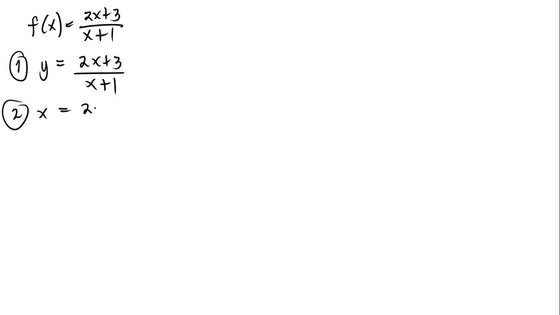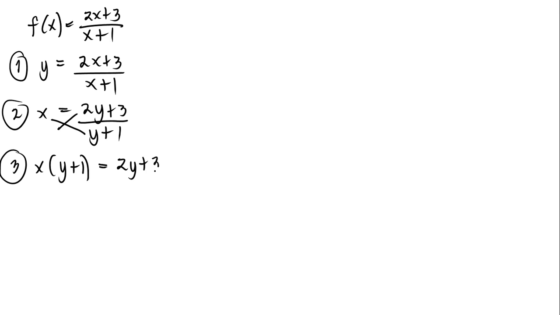Given we have f of x is equal to 2x plus 3 over x plus 1. So step number 1, replace f of x by y. 2x plus 3 over x plus 1. Step number 2, interchange x and y. So we have 2y plus 3 over y plus 1. And then step number 3 is solve for y in terms of x. So cross multiply. So we have x times y plus 1 is equal to 2y plus 3. And then distribute x. X times y is xy. X times 1 is x is equal to 2y plus 3.